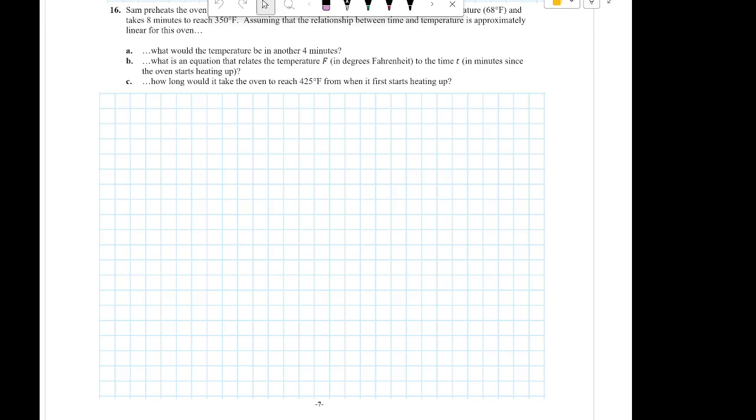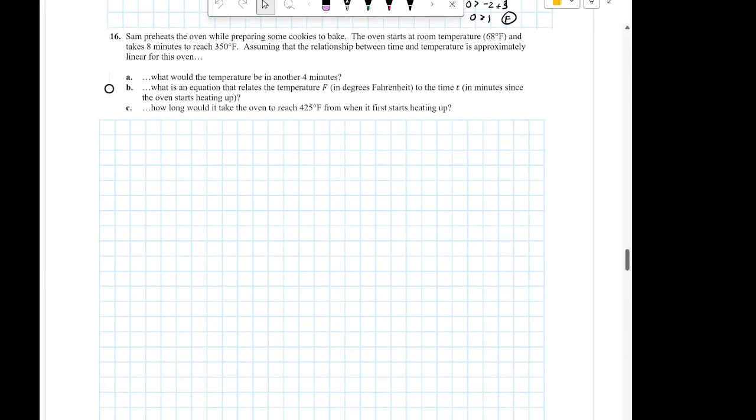All right, so let's take a look at Unit 1, number 16, the Unit 1 review. So we've got a temperature problem. Sam's preheating the oven while prepping cookies. Oven starts at room temperature. Takes 8 minutes to reach 350. Time and temperature are linear. What would the temperature be in another 4 minutes?